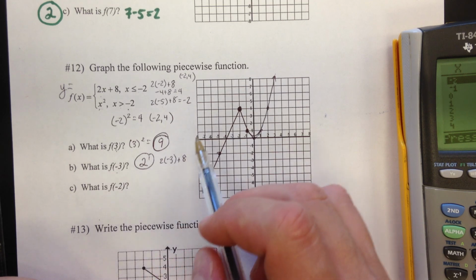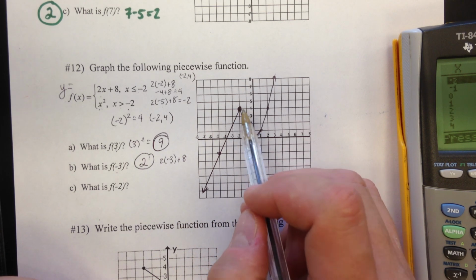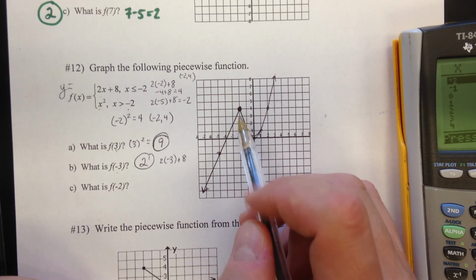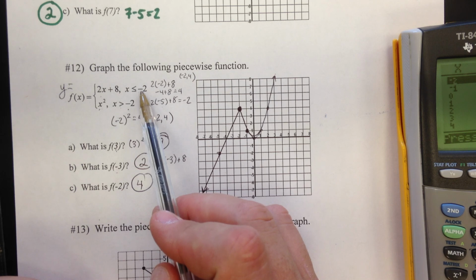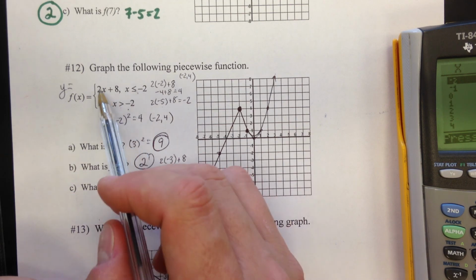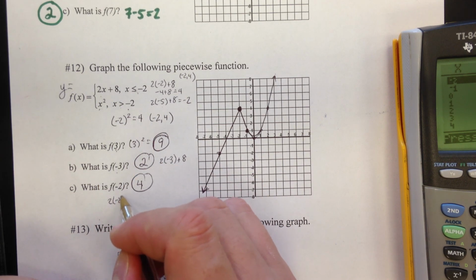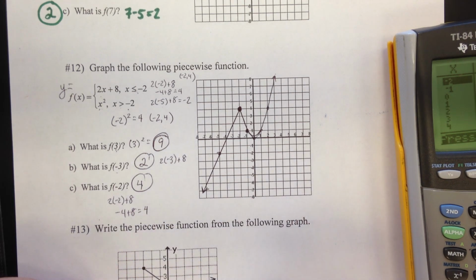Now what's f of negative 2? Here's my graph, positive 4. And that would be for either function. If I was going to plug it in, I would plug it in where it's less than or equal to negative 2, where we have the equal to part. But again, in this case, it's not going to make a difference. 2 times negative 2 is negative 4. Negative 4 plus 8 is positive 4.